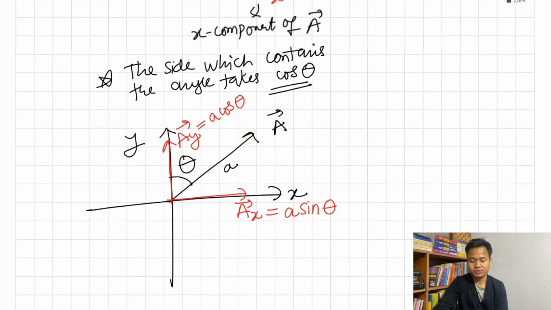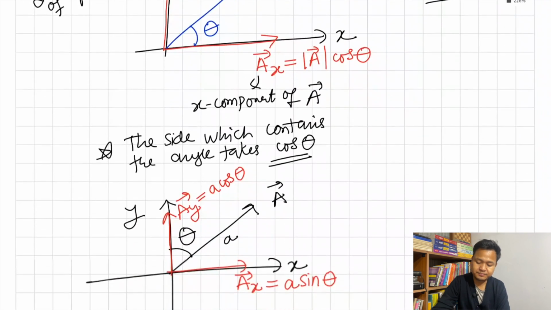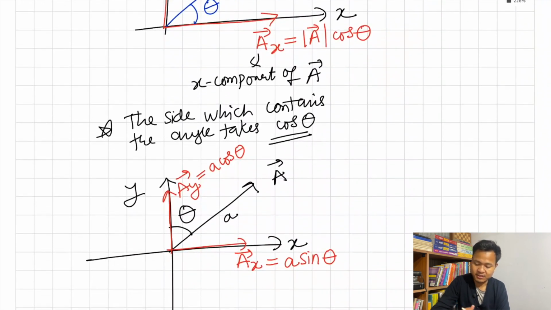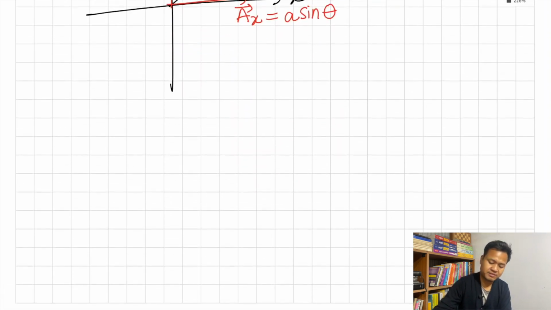So remember only two things. First, if the vector is not along x, y, or z, if it is between x and y, y and z, or x and z, then we have to take components, splitting the vector into two different components. Second, the side which contains the angle takes cos theta. So that much for components.